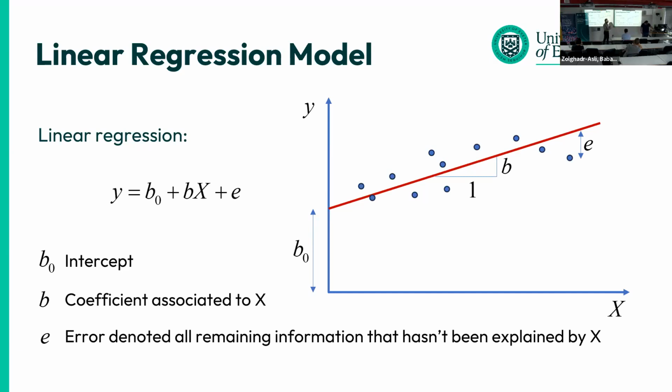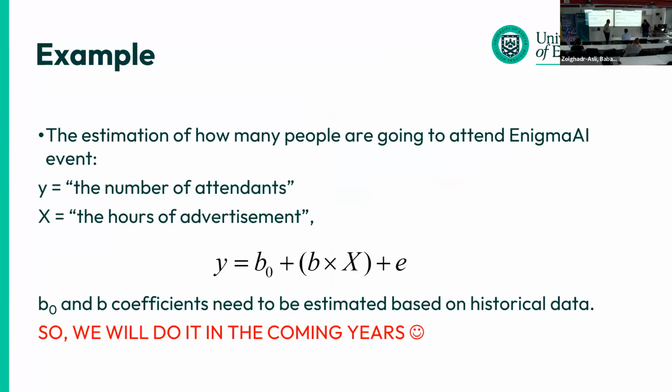Error is the difference between the predicted value and the observed value. It's very important to evaluate and assess the performance of a regression model. The name is scary. Error. So if we come to a very simple example, let's say we want to have an estimation of how many people are going to attend this event. And we have y as the number of attendants and x as the hours of advertising.